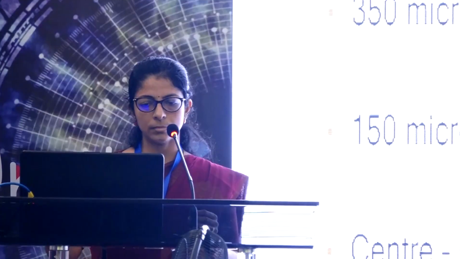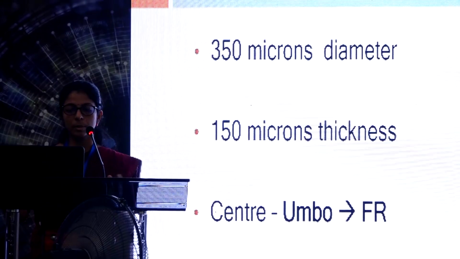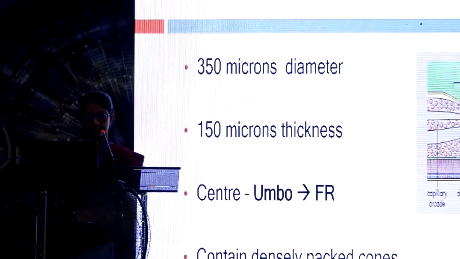So these are the components of the macula. From the center we have the fovea, then the surrounding parafovea and the perifoveal region. The fovea is a 350 micron diameter area, which is the centermost part, and it is 150 micron thickness. At the center we have a depression known as the umbo, which is responsible for the foveolar reflex. And they contain densely packed cones, which are elongated and thin so that the maximum number of cones are accommodated.